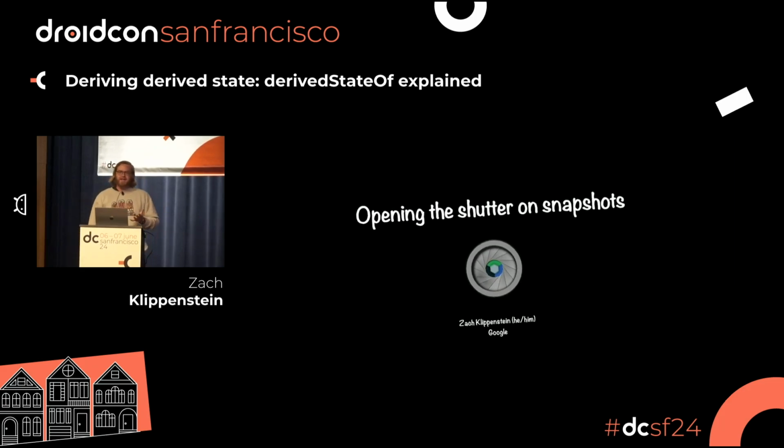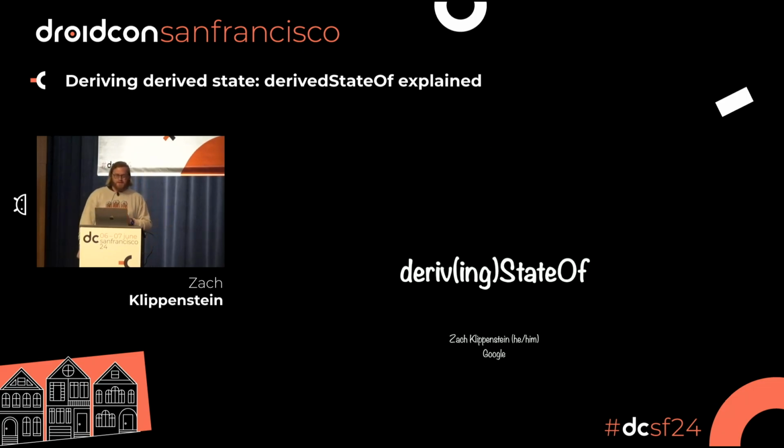So last year I gave a talk called Opening the Shutter on Snapshots, kind of an introduction to the snapshot system, how state objects work and all that stuff. This is a bit of a follow-up to that. My name is Klippenstein. I work on Jetpack Compose at Google.